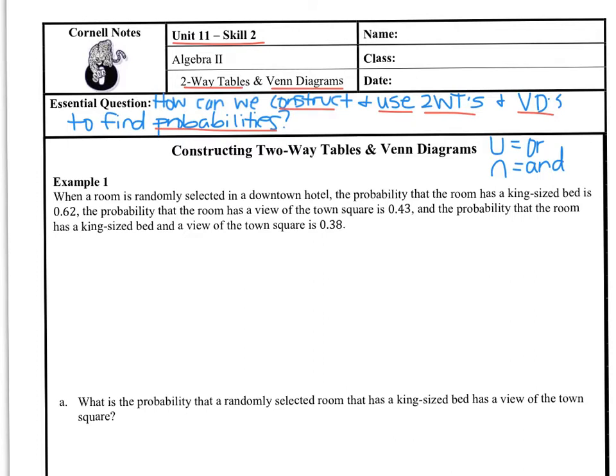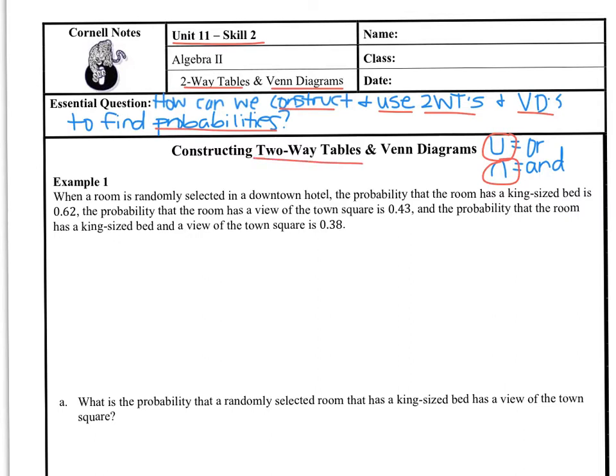Okay, before we get started, I just wanted to go over one more time what the new symbols that we learned last time were. So the U shape between two events is the or, and the horseshoe, the upside down U, is the and. We'll be using them a lot in the next couple of days, so I just wanted to go back over that. So let's read through example 1 and construct a two-way table.